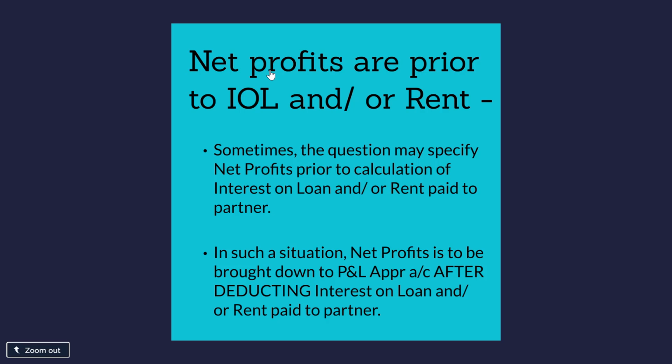We will assume that the profit and loss account has been prepared. The given profits were brought down to the profit and loss account. These two charges were made, and only the balance profit has been transferred to the profit and loss appropriation account from the profit and loss account. So to conclude, where the net profits are given, which is prior to the interest on loan and rent paid to partner, subtract these two items and then prepare your profit and loss appropriation account and bring down the profits.